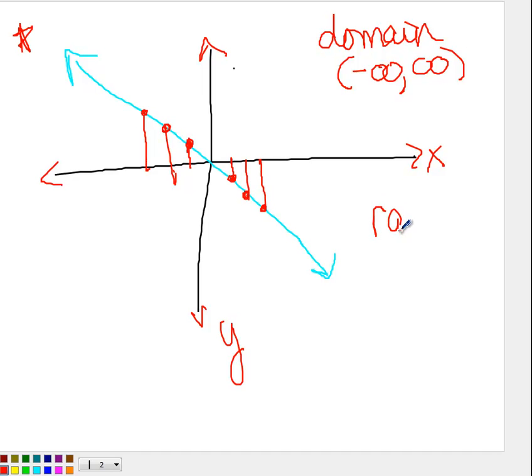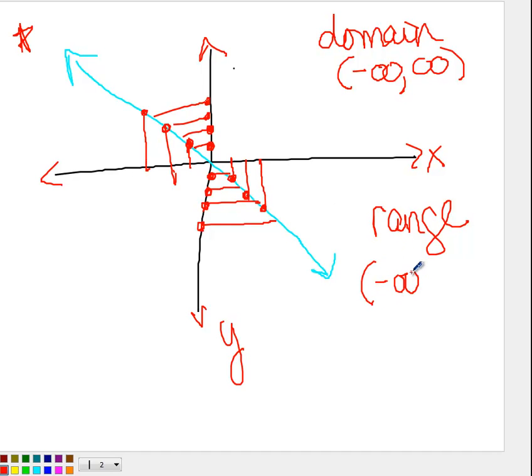Now to figure out the range, your range goes up and down. So no matter where we are on this graph, you are always going to have a y value. So you have a corresponding x and a corresponding y. As long as this line keeps going and going and going, so will your y values. So your range will be from negative infinity to infinity.